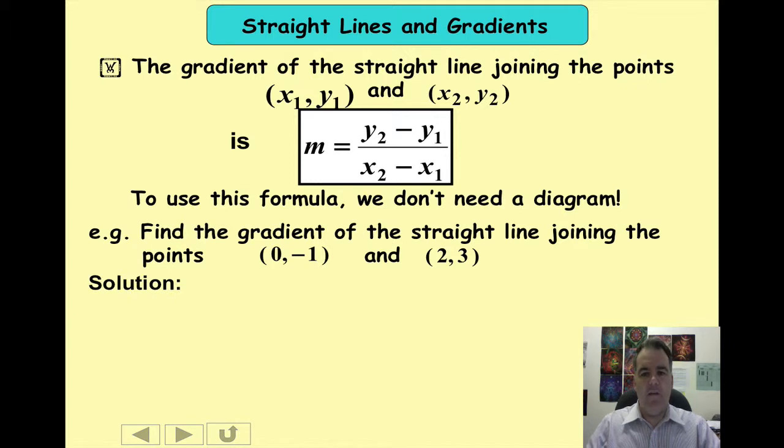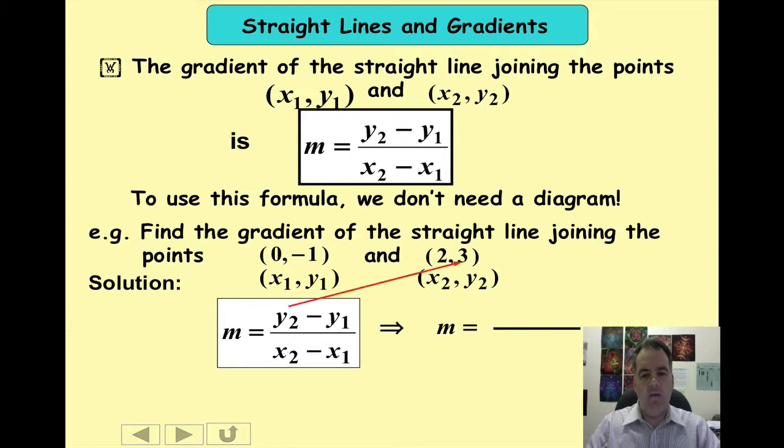So, what's the gradient of the straight line joining those points? I would definitely draw a diagram for this rather than use the formula. Even though this is showing us using the formula, I would much prefer to draw a diagram here, which is, I think, a more visual thing. So the gradient here, in this case, is 2.